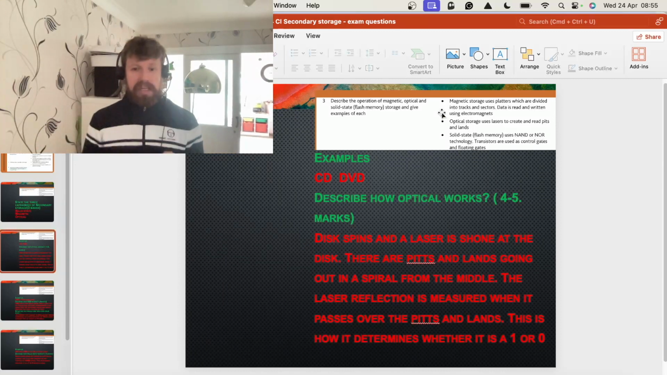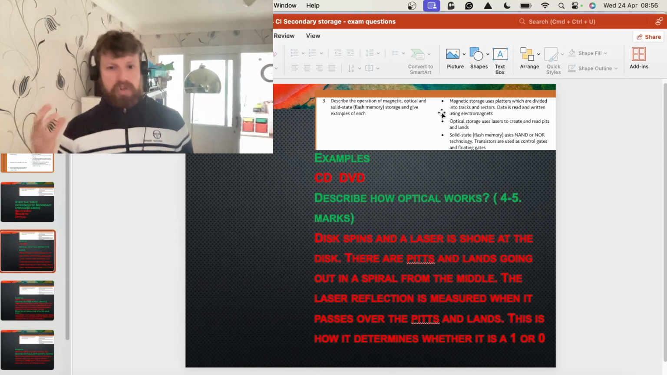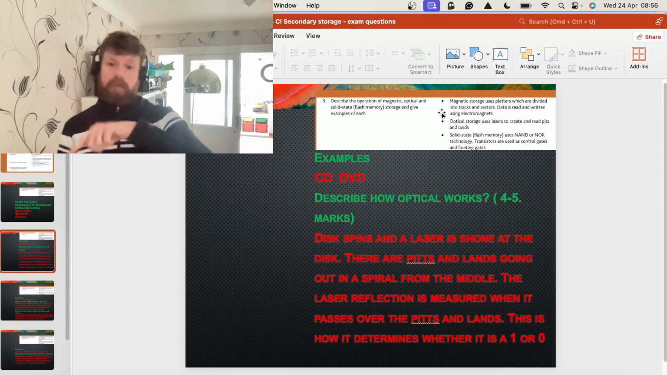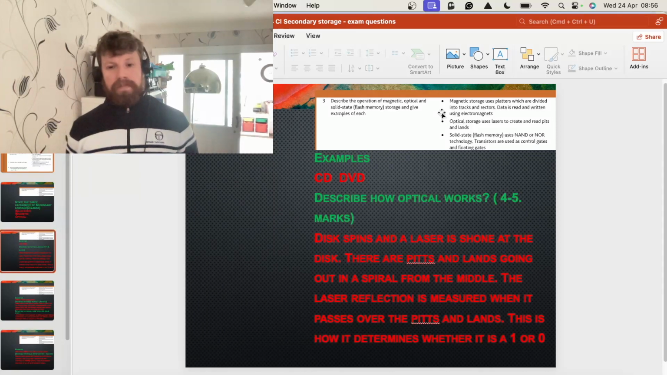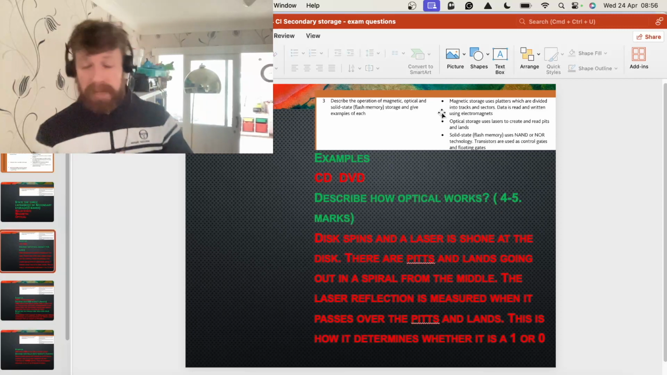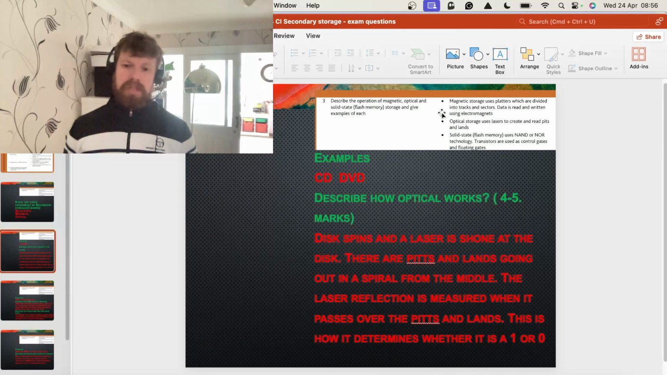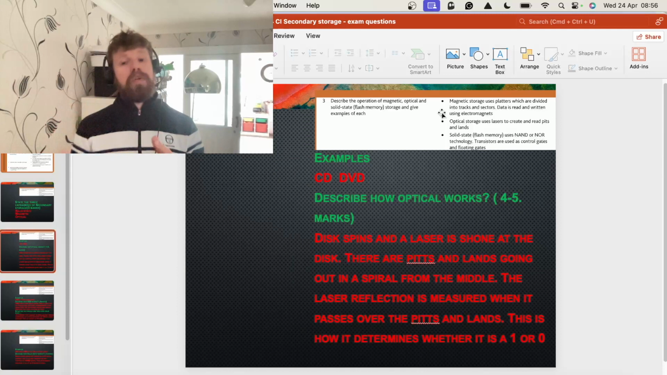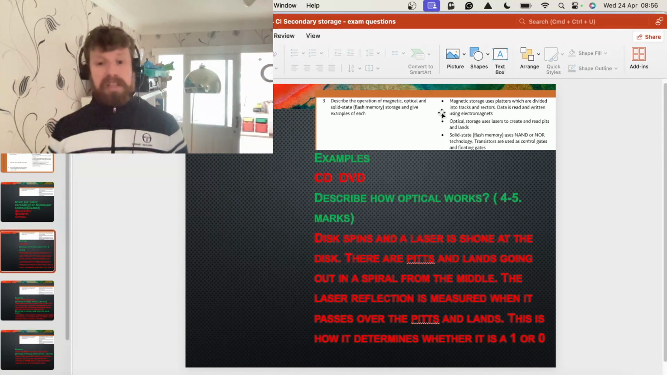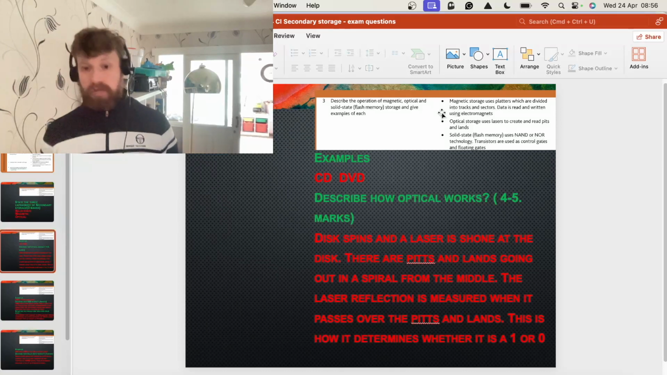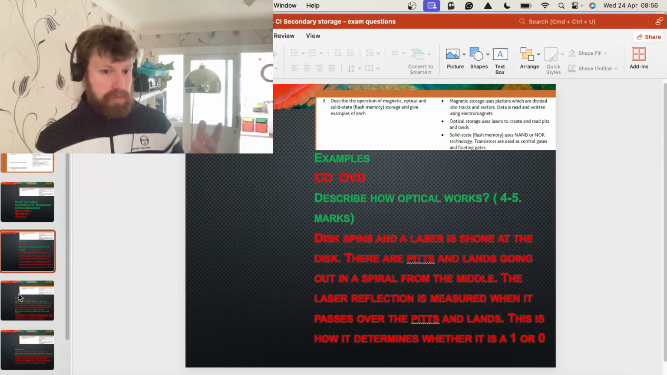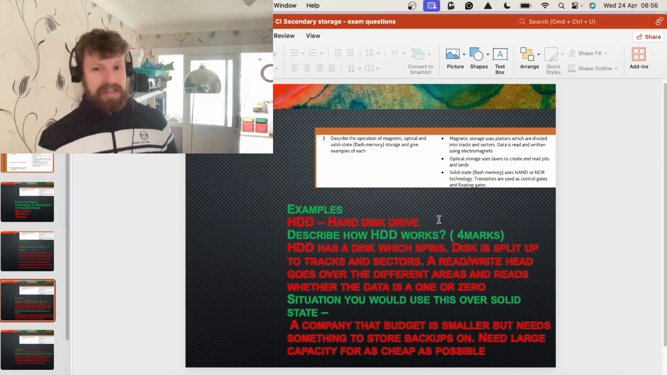It's got a disc which spins, and a laser is shone at the disc. There are these things called pits and lands going out in a spiral from the middle. The laser reflection is measured when it passes over the pits and lands. This changes the reflection, and this is how it determines whether it's a 1 or a 0. With all of this, data is on the computer as a 1 or a 0, and you've got to know, in all of these different situations, how these 1s and 0s are represented. So that's optical.